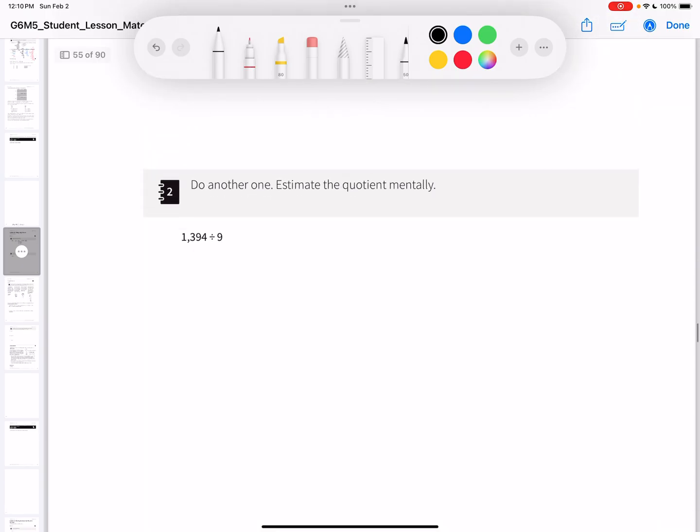All right, let's try this one. 1,394 divided by 9. Well, okay, remember, we're trying to do this mentally, so I'm just going to throw some numbers out. I know 9 times 100 gets me 900, and that's close to 1,000, but not quite. So let's say we have 390 left, right? 390, somewhere in there.